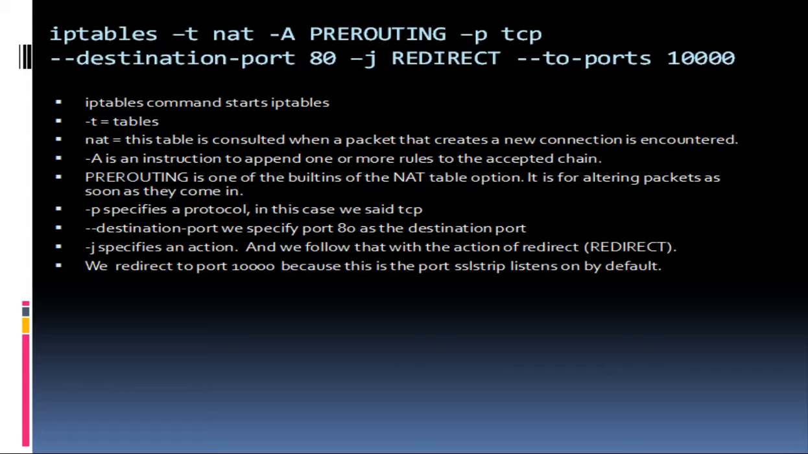We're specifying a protocol of TCP, specifying a destination port of 80, and we're saying now take that and do an action. What action? The -j specifies action. We're saying redirect that traffic to the port of 10,000. And the reason we send it to 10,000 is that's the port sslstrip listens on by default. Now with sslstrip we could specify another port. It's just that when you did the iptables command, you'd have to specify that same port in your iptables rule here.